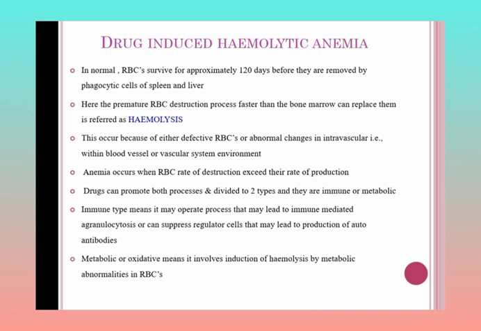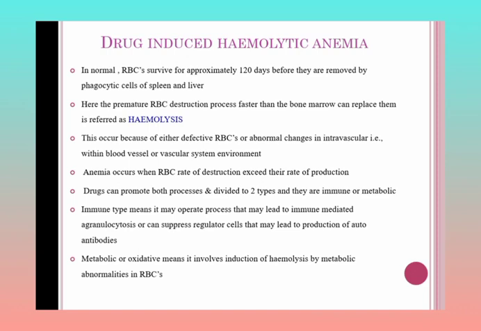Now coming here, this will occur because of either defective RBCs or abnormal changes in the intravascular environment, meaning within the blood vessels. Because of such conditions, this may occur. Anemia also occurs when the RBC rate of destruction exceeds their rate of production. If the production rate is decreased compared with the destruction rate, anemia will increase. So depending upon the destruction rate, the anemia will occur.